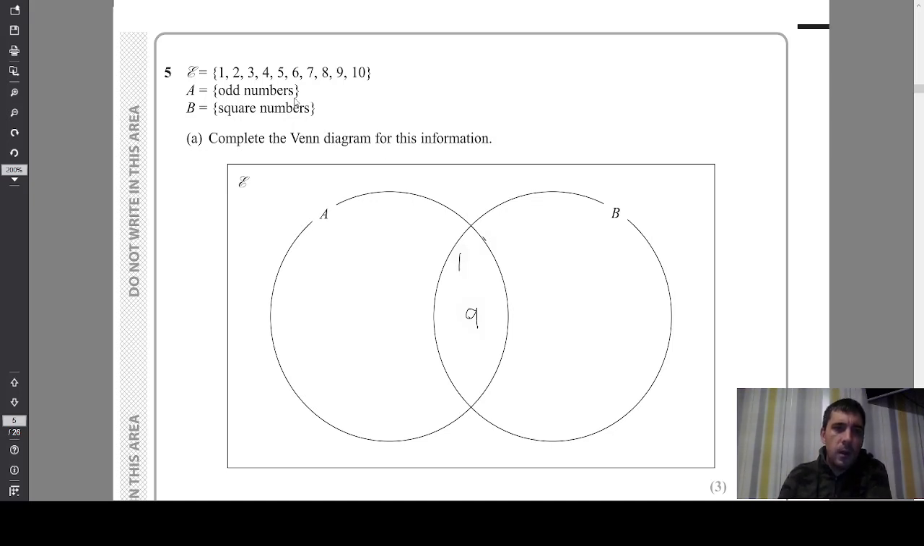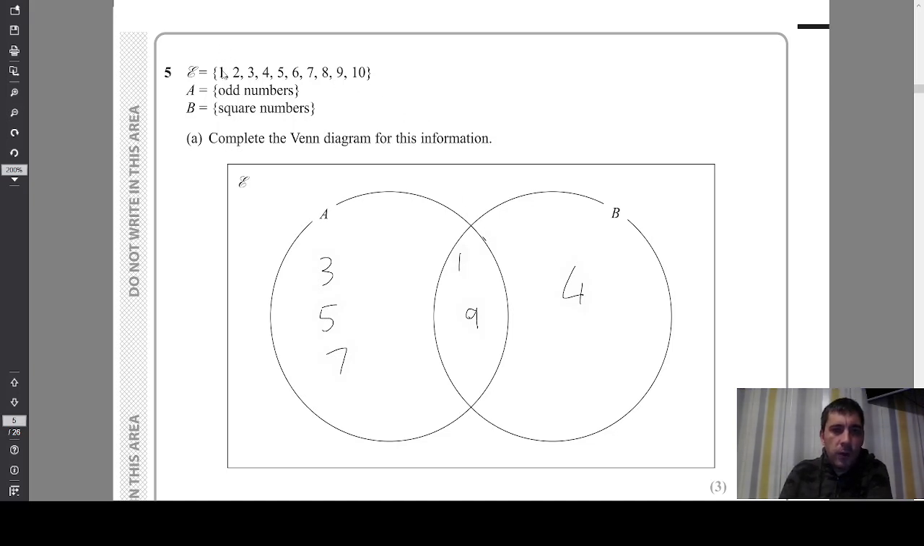Next bit, let's put the remaining odd numbers in circle A. Okay, so we can't use 1 because it's already in there. So just put all the rest, like 3, 5, 7, and that would be it. So we've got all odd numbers covered in here. Now next, square numbers. The next square number is 4. So just put 4, and we don't have any more numbers to put inside.